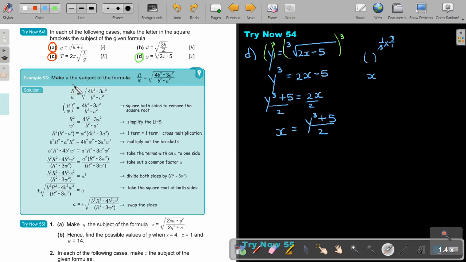If you look at something and you must make A the subject, this A. Ooh, and there's a lot of A's. Don't worry. First get rid of the root. So square both sides. Did you see? What I did is I square and I square. Now bring it in because it's fractions. So R squared, W squared. And now don't forget, put it in brackets, and just cross multiply, and then multiply it out. Now, who must become the subject? A. Just get it alone on the side. Now, how many A's are there?